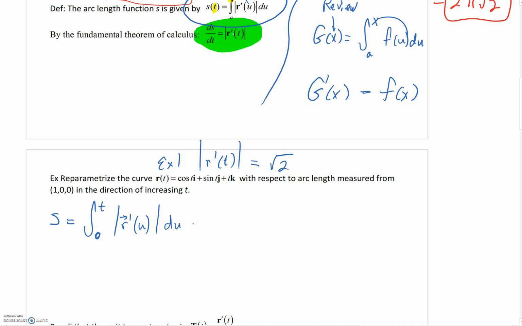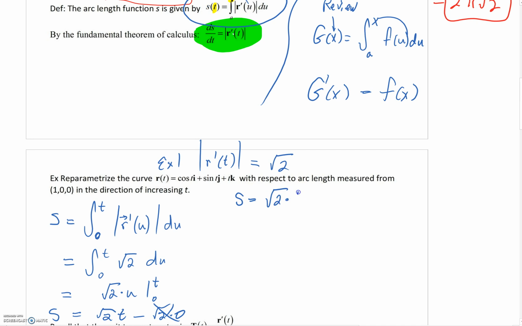And my word, right now we could say, well, wait a minute, this is really just going to be a radical 2 here. And if we went ahead and if we did the fundamental theorem right here, we'd have radical 2 u, and then when we plug in a t, when we plug in our 0, that wipes out. So what are we seeing? S is really radical 2 times t. That is the critical step.